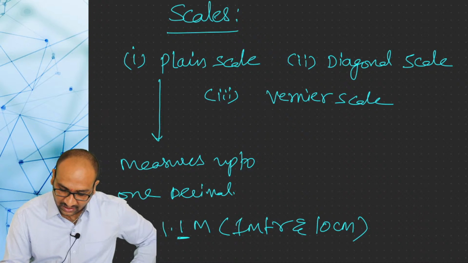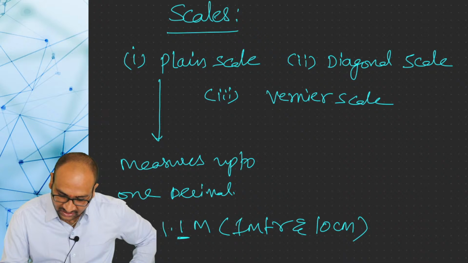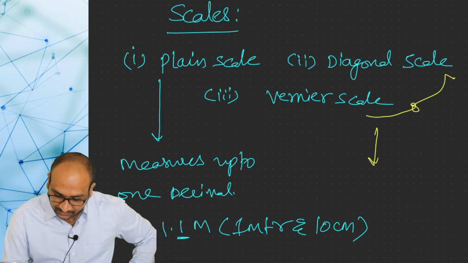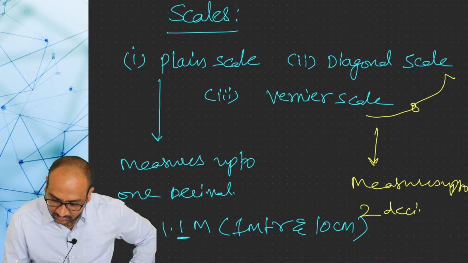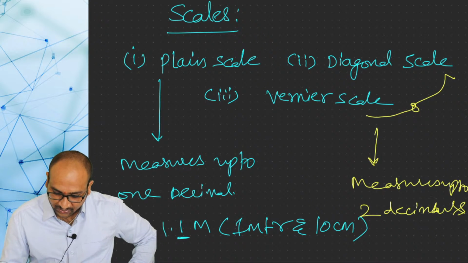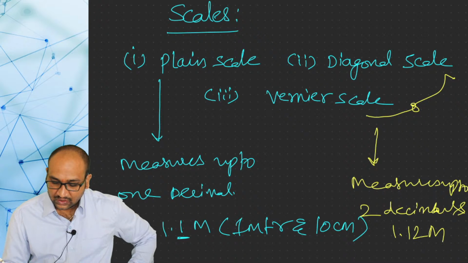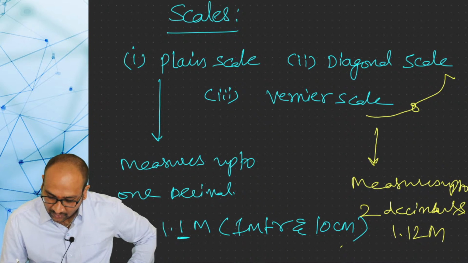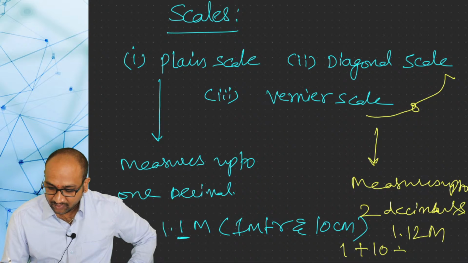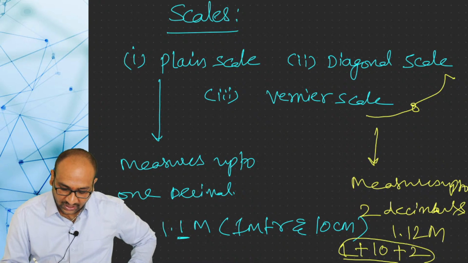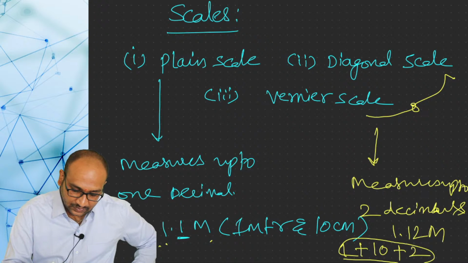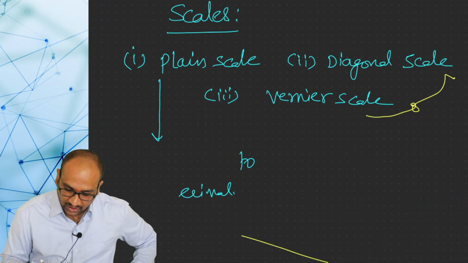Now coming to diagonal scale and vernier scale, the function of diagonal scale and vernier scale are both the same, except construction is different. So this diagonal scale and vernier scale measure up to 2 decimals. This means 1.12 meter. So what is meant by 1.12 meter? Here it is 1 meter plus 10 centimeter plus 2 millimeter. So here we are having 3 different units. So plane scale measures only 1 decimal, diagonal scale measures up to 2 decimals.